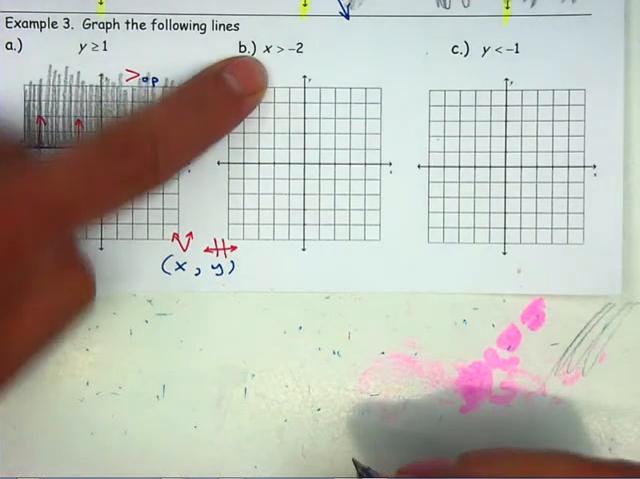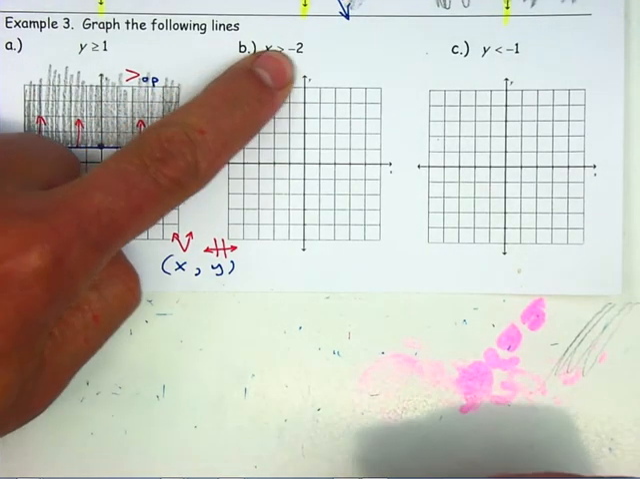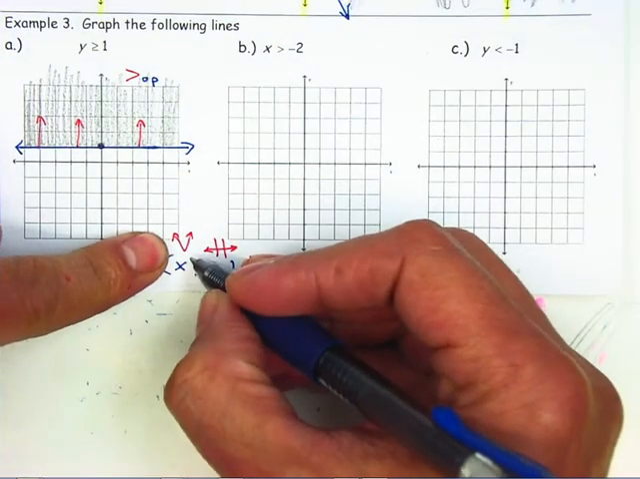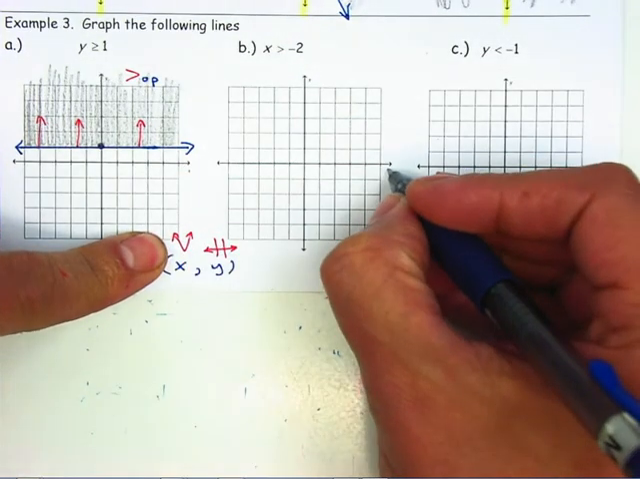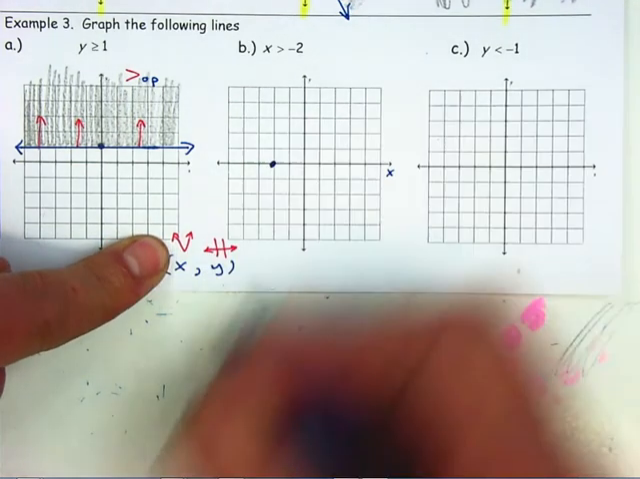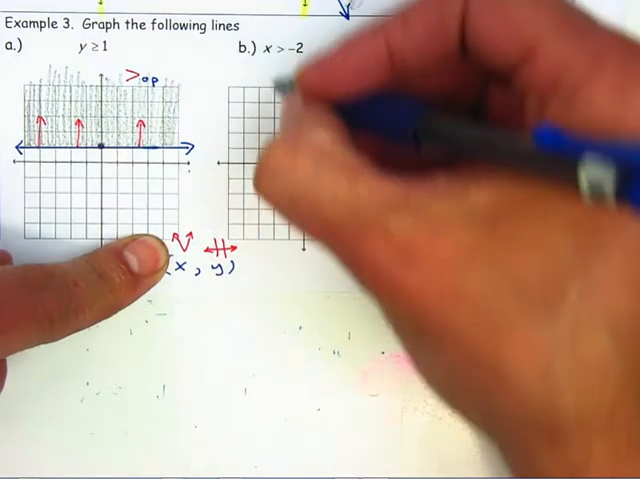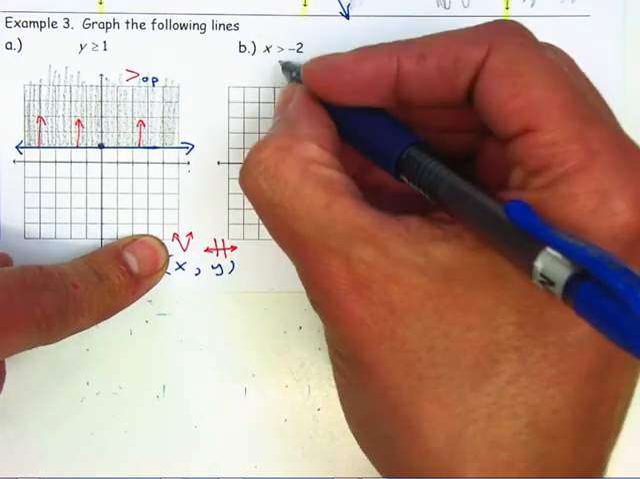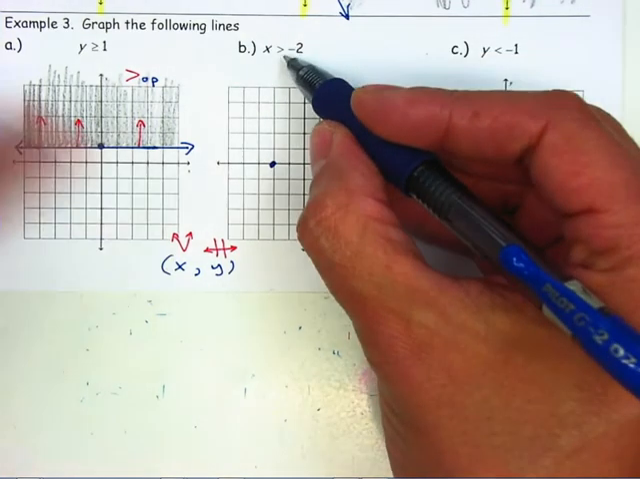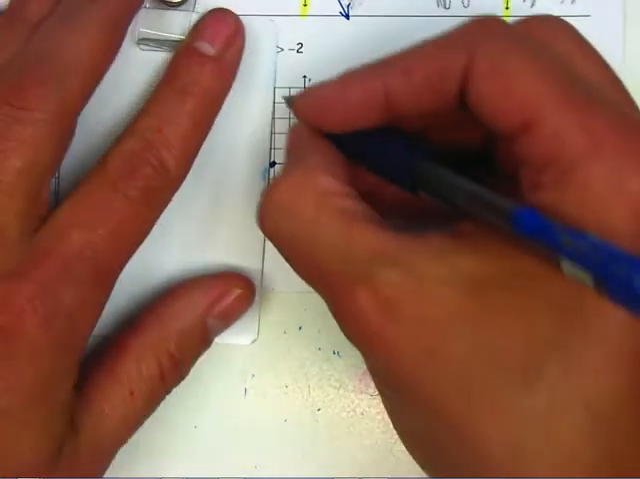Next, x is greater than negative 2. X is going to be a vertical line. So you have to go to your x-axis, which is right here. You're going to go over to the negative 2. And I need to make a vertical line. Now, dash or solid? There's no equal sign, so automatically it should be a dashed line.